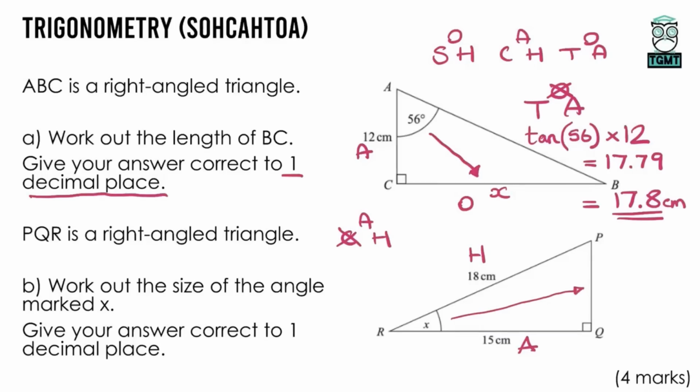However, if you type in A divided by H, it will just give you a decimal. You can type in 15 over 18, and you will see that you just get a decimal, which comes out as 5/6, but that is not the angle.